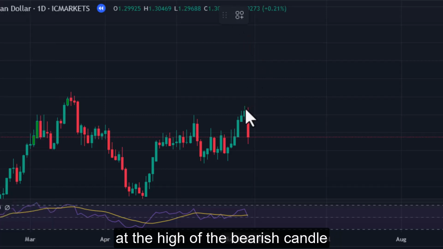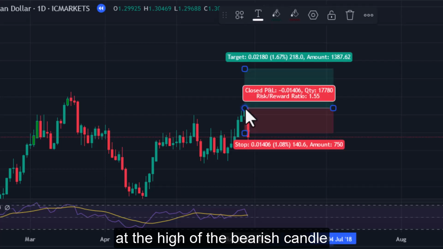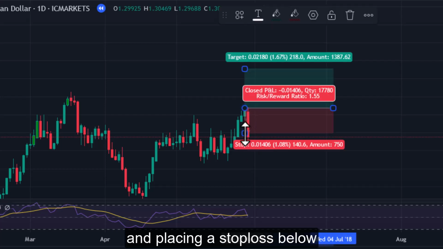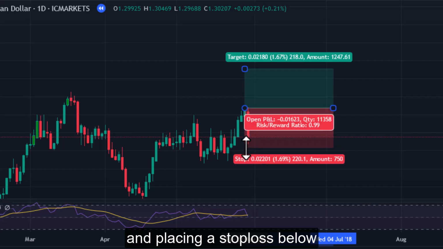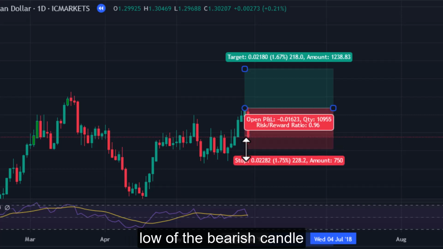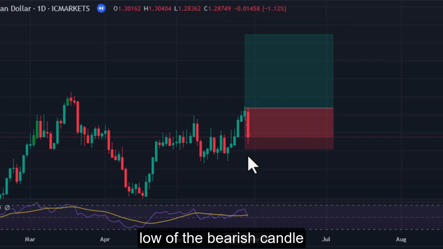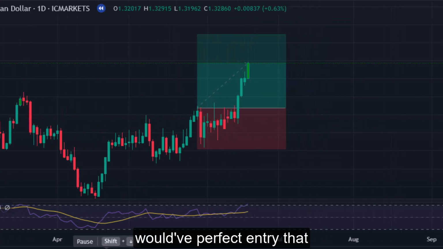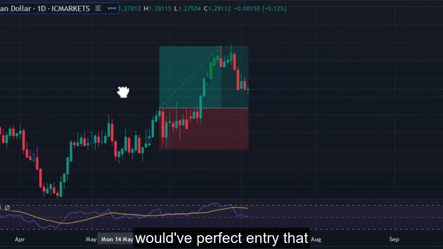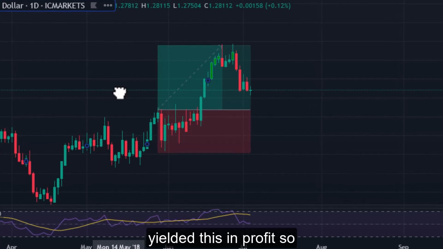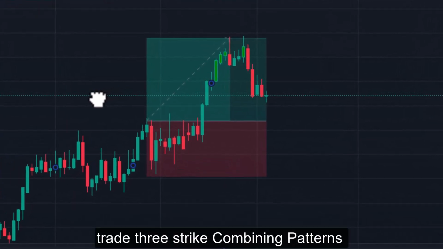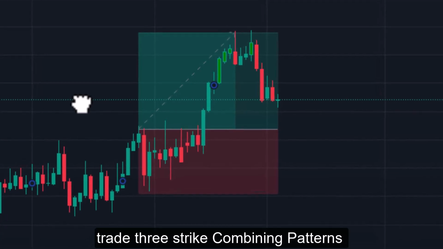Entering this trade at the high of the bearish candle and placing a stop loss below the low of the bearish candle would have been a perfect entry. It would have yielded this profit. So this is how you trade the three line strike.